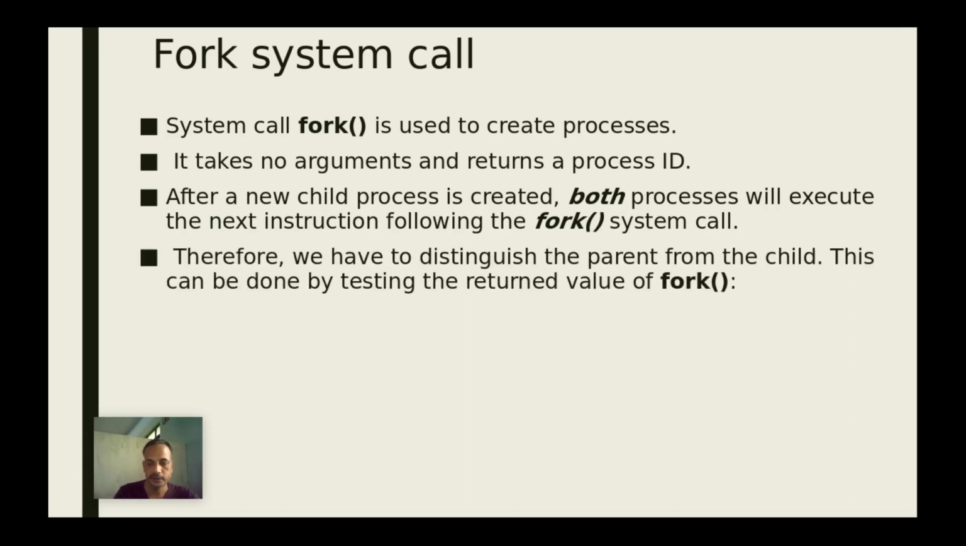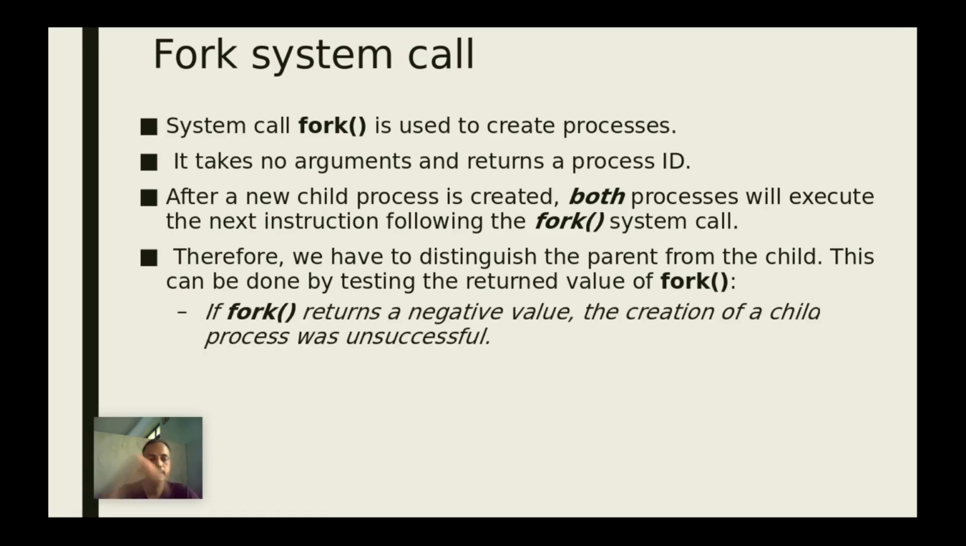So therefore we have to distinguish the parent from the child. This can be done by testing the return value of the fork. So what is the return value of the fork? Fork returns a negative value when the creation of child process is unsuccessful. That means if a fork fails to create a child process because of some reason, maybe memory reason or system call failure reason, then it will return the negative value.